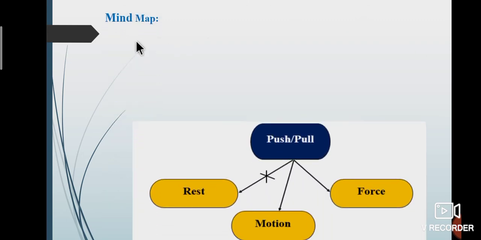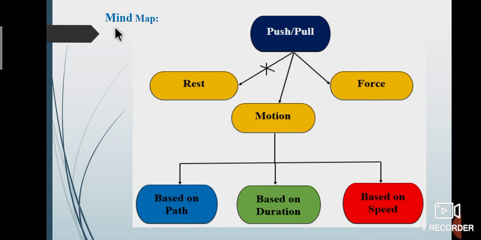Now we can see the mind map of the lesson. Yes, first push and pull. Push is to move away from oneself. Pull is to move towards oneself. These two actions produce motion and force. Motion is a change of position. Force is a pull or push by an animate or inanimate agency. Here rest is no change in position.